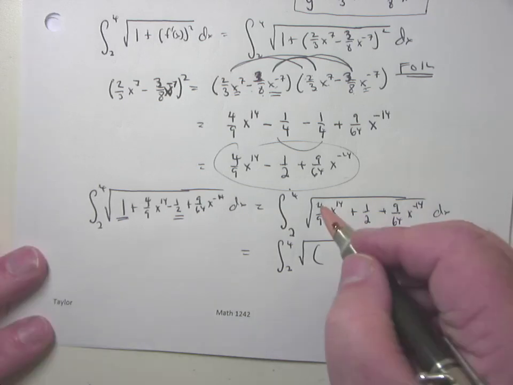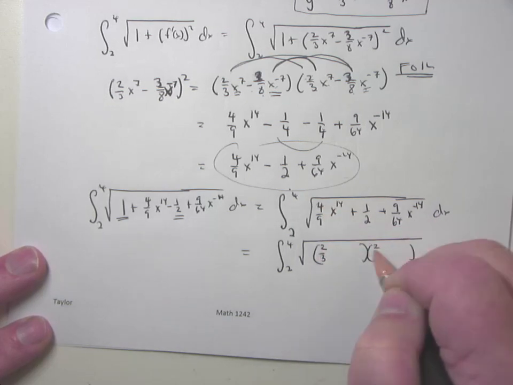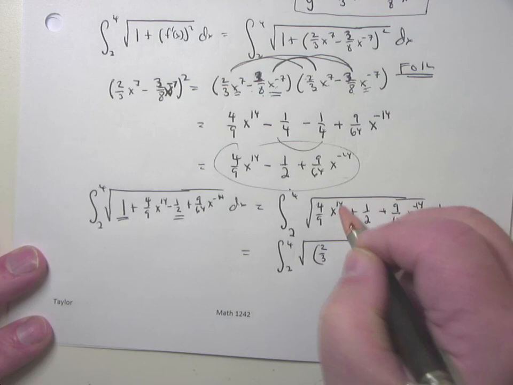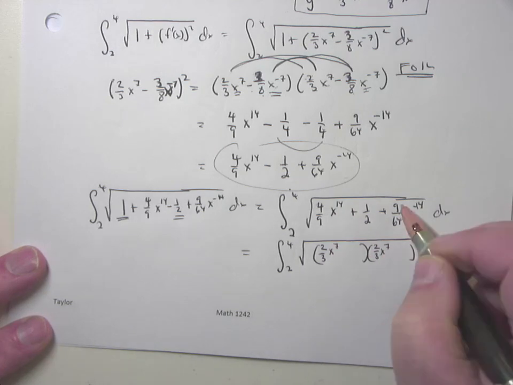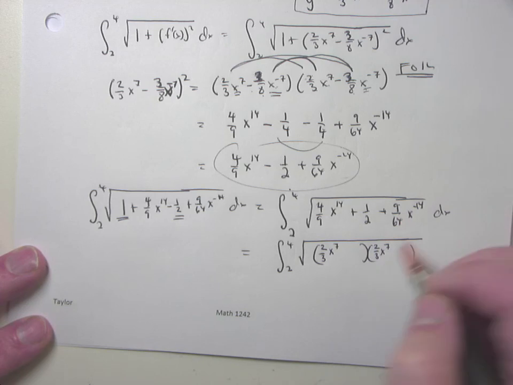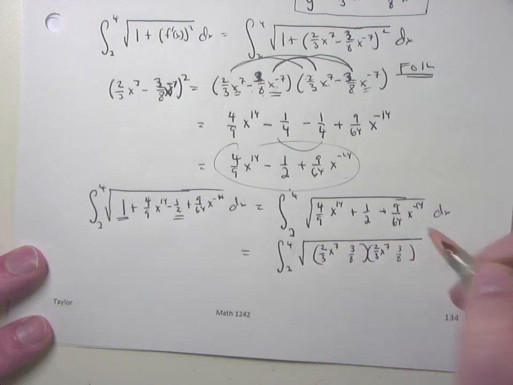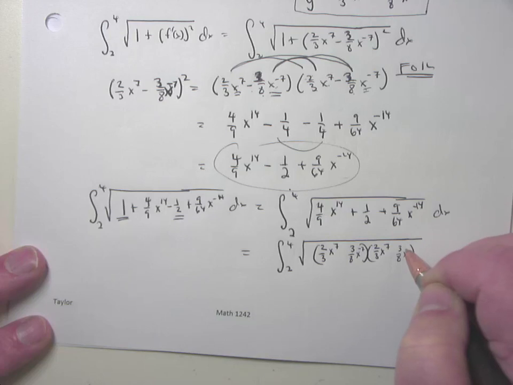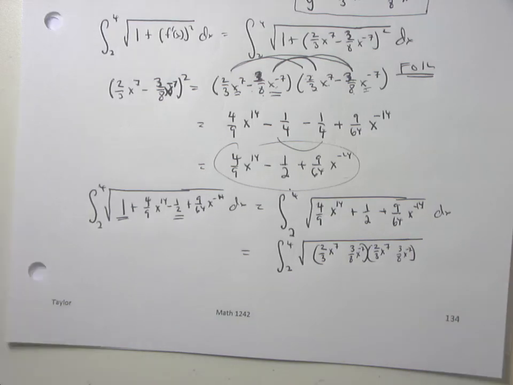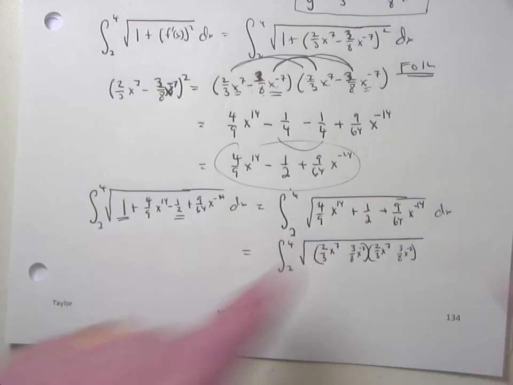Well, what times what is 4/9? 2/3, 2/3. What times what is x to the 14th? X to the 7th, x to the 7th. What times what is 9/64? 3/8, 3/8. And what times what is x to the negative 14th? That'll be x to the negative 7th, x to the negative 7th. And what do my signs have to be? Because they're both plus and it's a quadratic style, they're both going to be pluses.